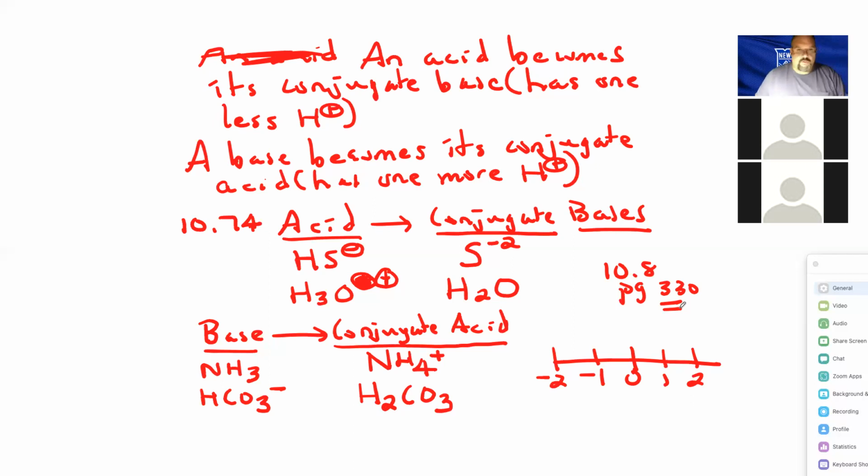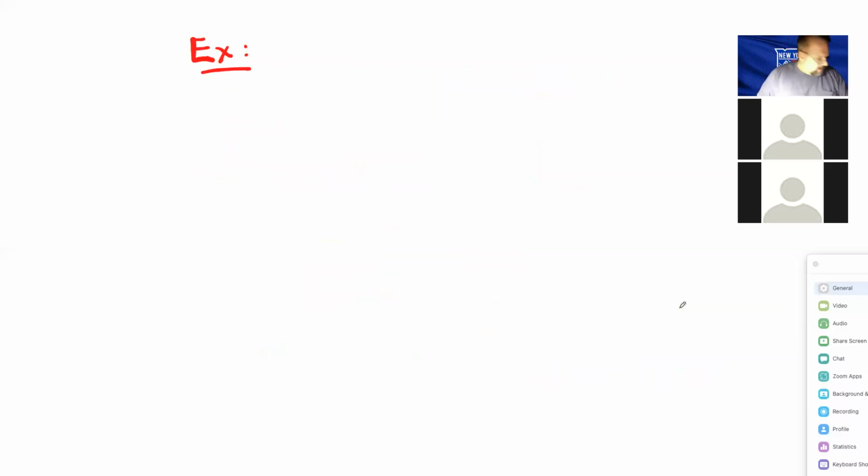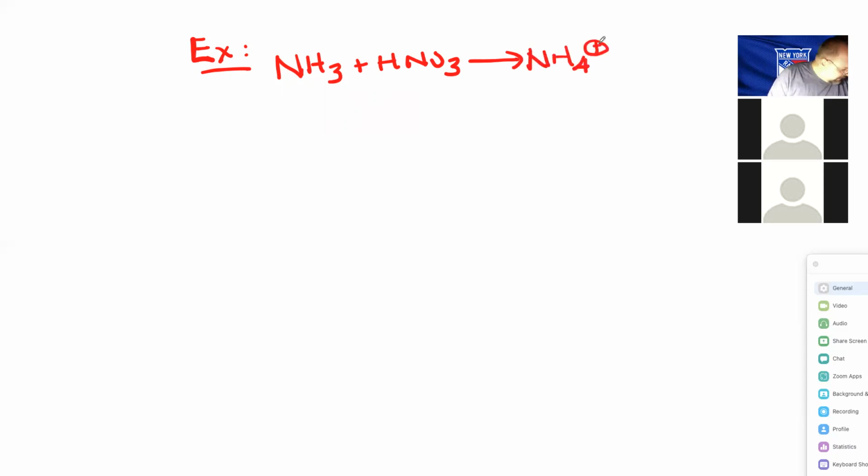All right, so let's go to here. The example I wanted to take a look at was, start with this one here. NH3 plus HNO3. And then on the product side, we're going to have NH4 plus, and we're going to have NO3 minus.